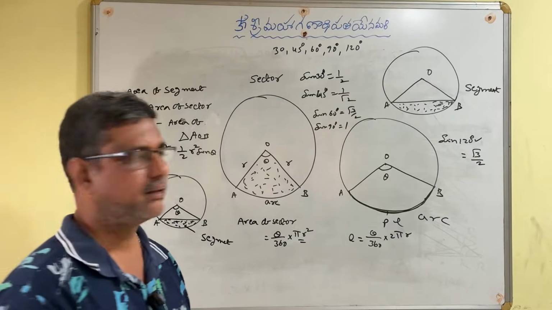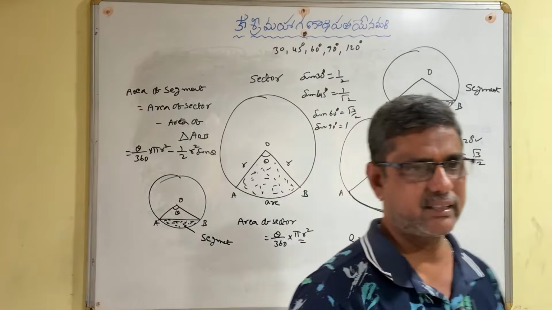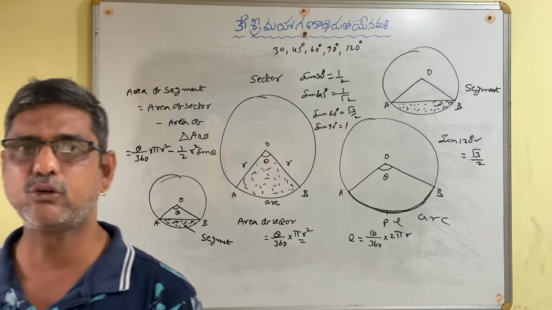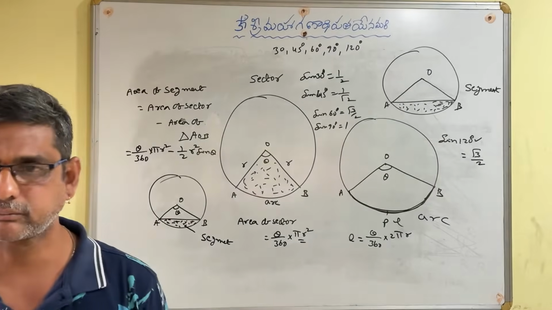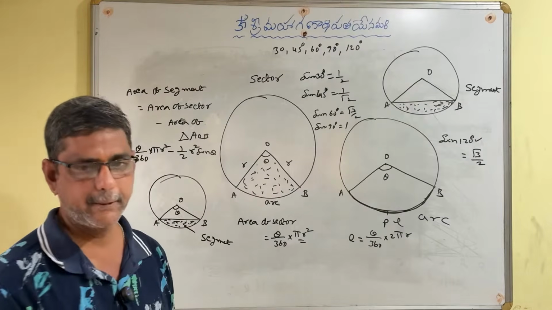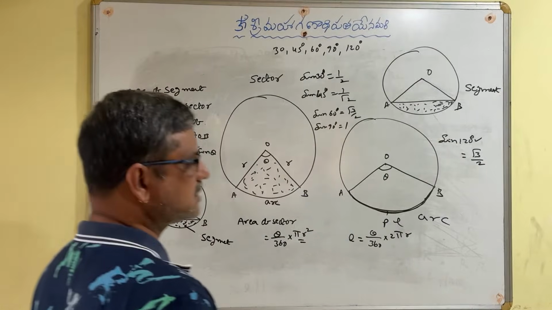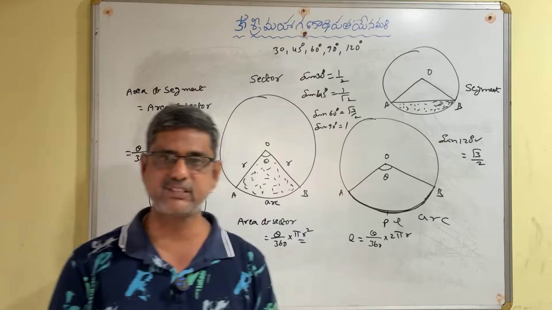Everything you can take a screenshot of, if you want. Sine 120 is root 3 by 2. Take the screenshot. Now we'll start solving problems from this chapter.